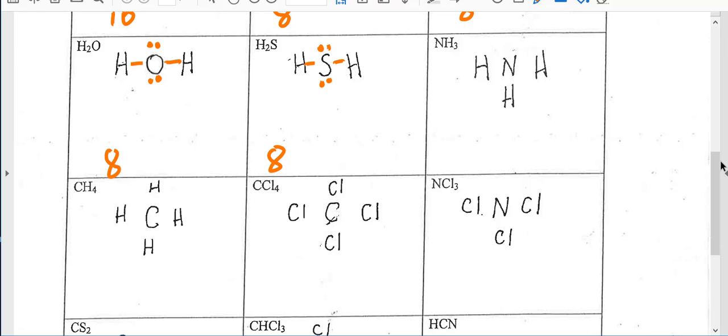Here nitrogen has 5 valence electrons and each hydrogen has 1. So here we have 8. What I would do is bond each of the electrons of the hydrogen with 1 of those of the nitrogen. That's taking up 3 of the nitrogen's electrons. The other 2 need to go somewhere on the nitrogen apart from the bonding.